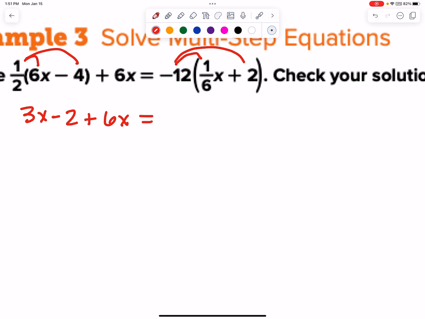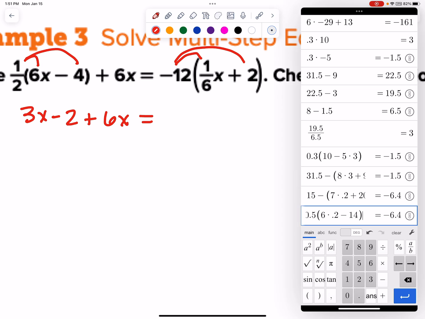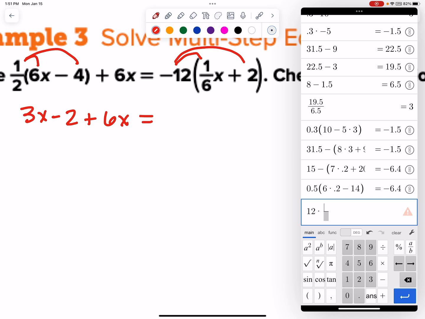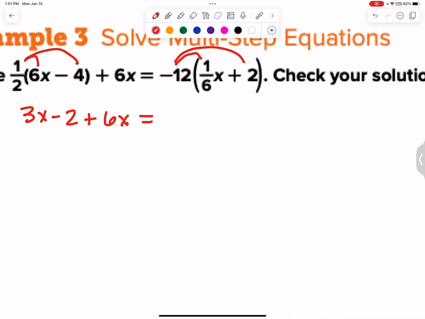12 divided by 6. 12 divided by 6 is the first part. And if you do 12 divided by 6, or if you just want to do 12 times the fraction 1/6, you can see it's 2. But it's a negative. So you have negative 2x. Don't forget that, or your whole thing ends up being wrong. And then negative 12 times 2 is negative 24.